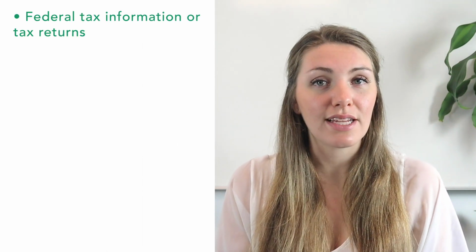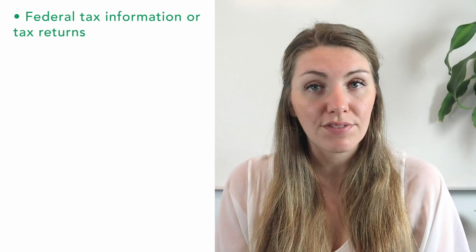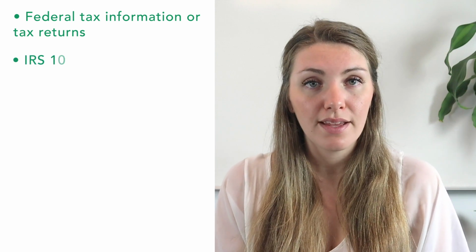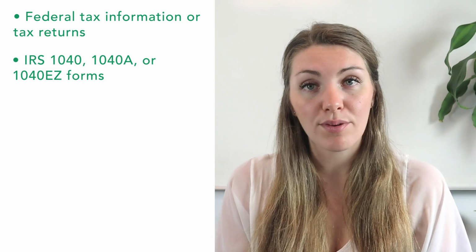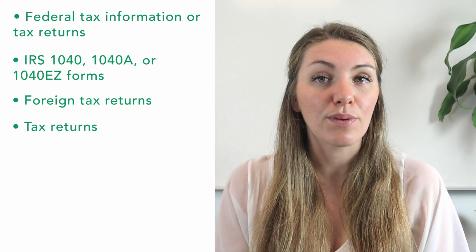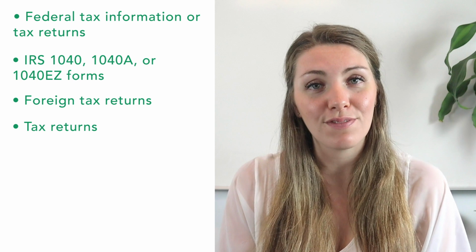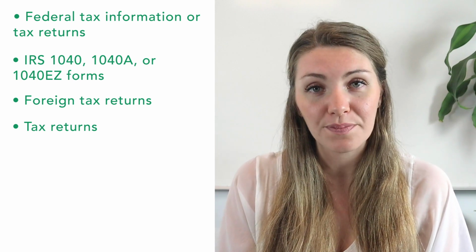While the exact documents that you'll need vary a little depending on your specific financial situation and that of your parents, the most common documents that are required include the following: federal tax information or tax returns, including the IRS W-2 information for you and your spouse if you're married, and for your parents if you're a dependent student. IRS 1040, 1040A, or 1040EZ forms. Foreign tax returns. Tax returns for Puerto Rico, Guam, American Samoa, the U.S. Virgin Islands, the Marshall Islands, the Federated States of Micronesia, or Palau.